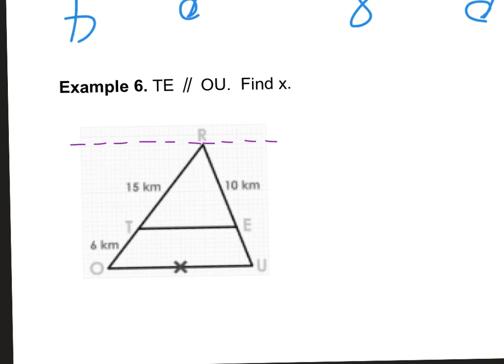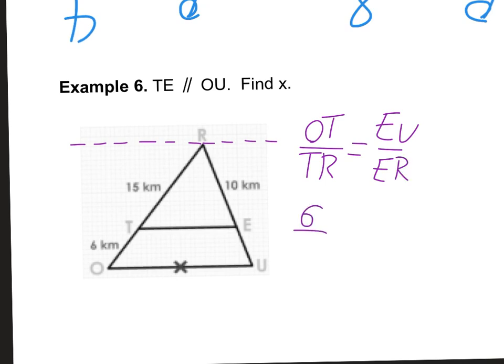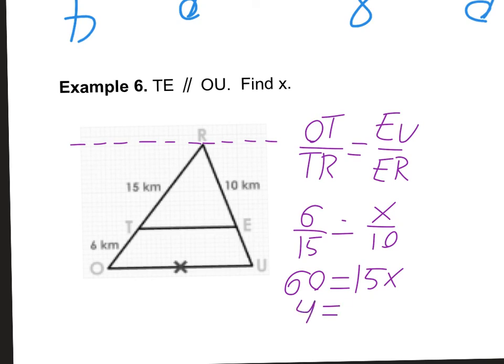We can then make our setup of OT to TR must be equal to EU to ER. Plug in what we know, OT is 6, TR is 15, EU is our unknown value x, and ER is 10. Cross multiply. 60 equals 15x. Divide both sides by 15, and 4 is equal to x.